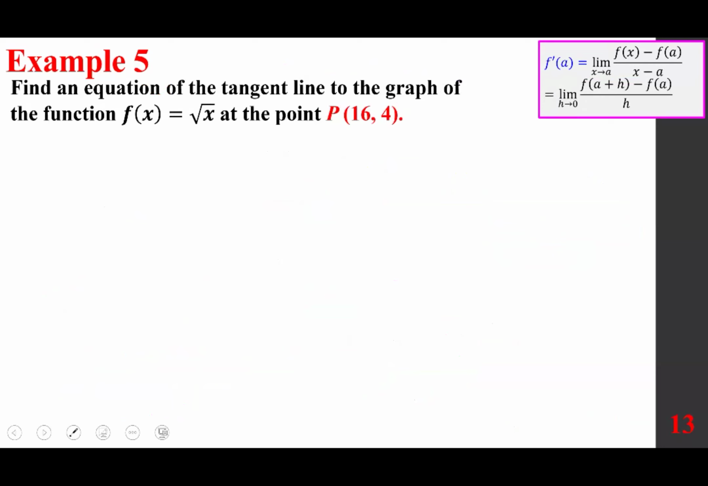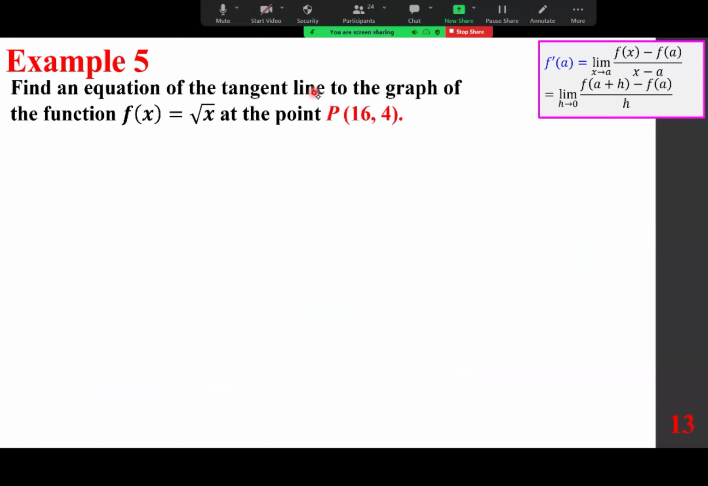All right, we want to find an equation of a tangent line to the graph of this function f of x equals square root of x at the point (16, 4). Again, please notice if I plug in 16, I get 4. They may not give you the pair.